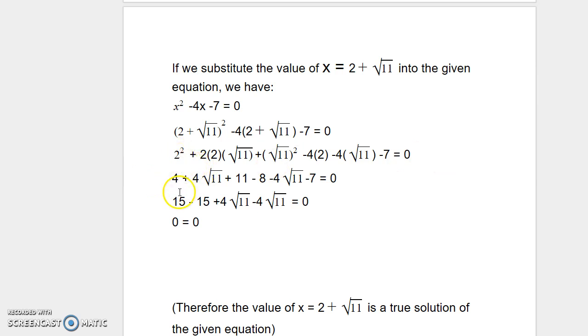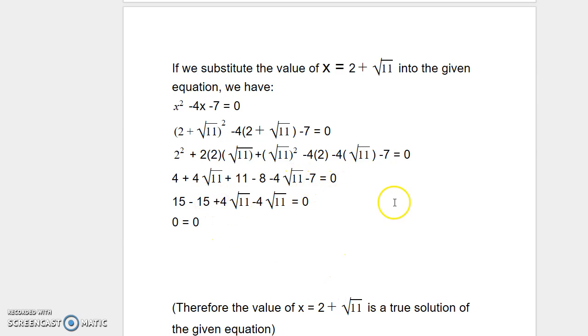2 squared is 4, plus 2 times 2 is 4 square root of 11, plus the square root of 11, the whole raised to the power of 2, is 11, minus 4 times 2 is 8, and then we have negative 4 times the square root of 11, which is minus 4 square root of 11, minus 7 equals 0.